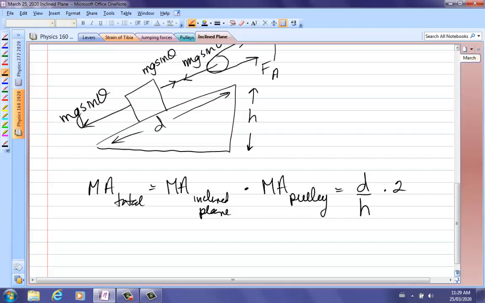So it all depends what the incline is. If you make it really steep, then d is closer to h. If you make it very shallow, then d is a lot bigger than h. It's a lot easier to pull, but you certainly have to pull a lot of rope. Okay, so that's fine.